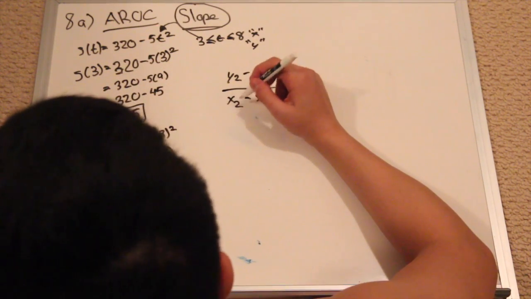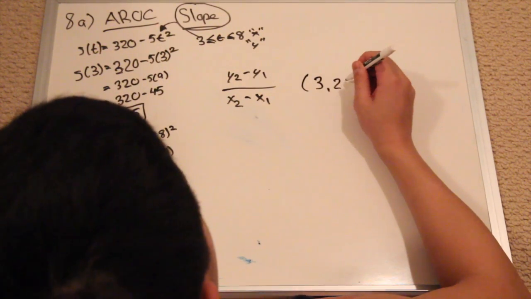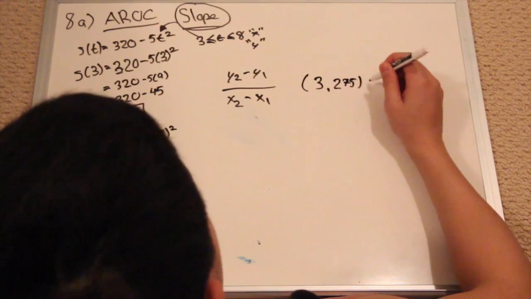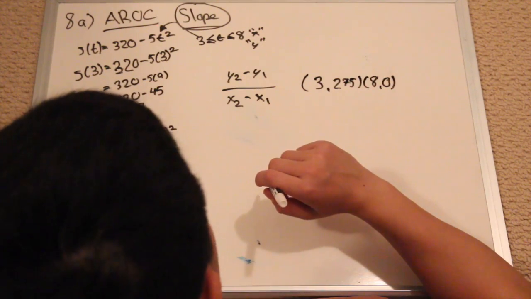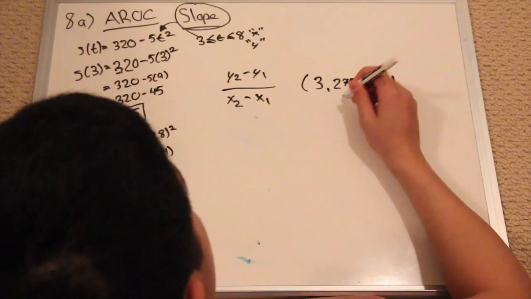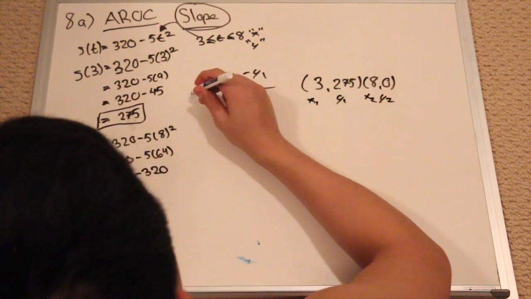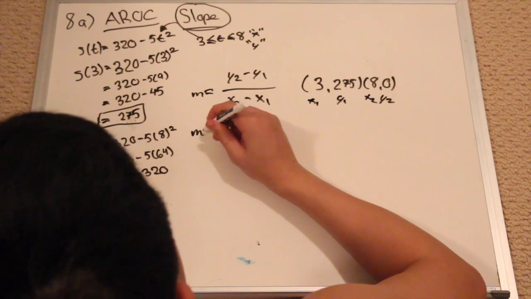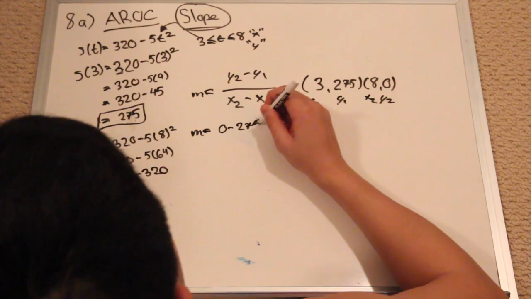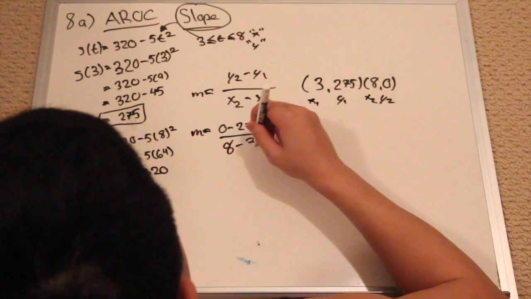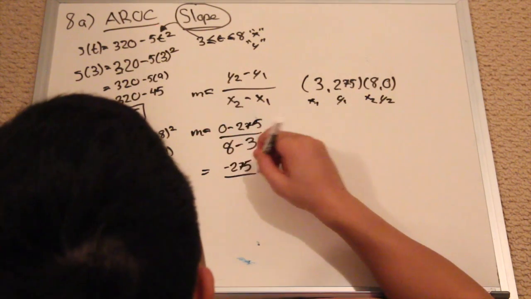Now these are all just coordinates of points. The points are (3, 275) and (8, 0). Those are the 2 points, and we'll make it easier for you, so we're going to label them. So this is y2, y1, x2, x1. So you just fill it into the formula. So m is equal to 0 minus 275 over 8 minus 3, which is equal to negative 275 over 5.